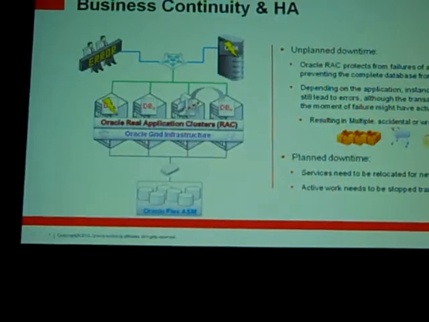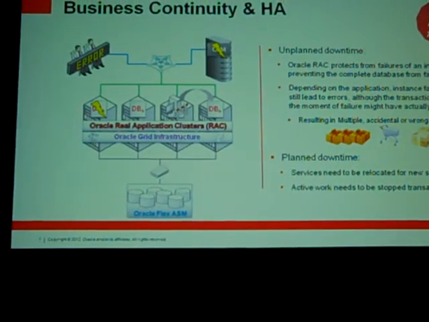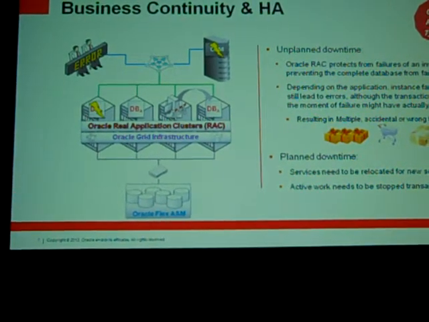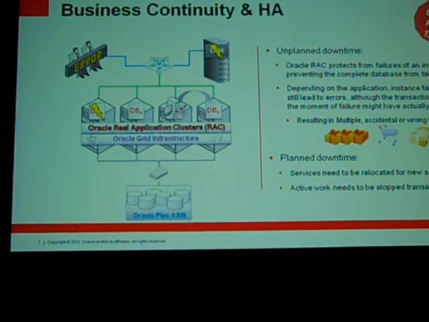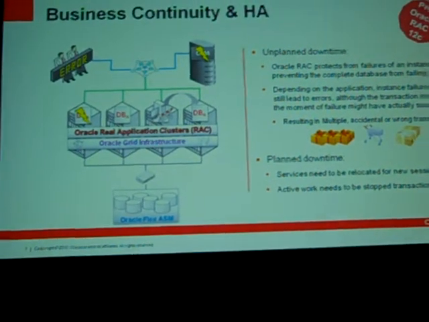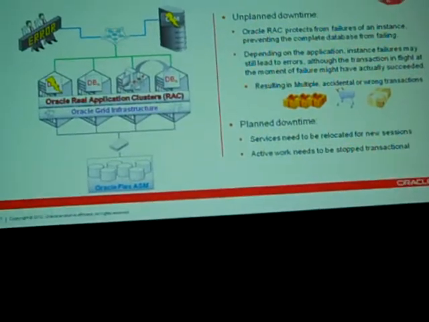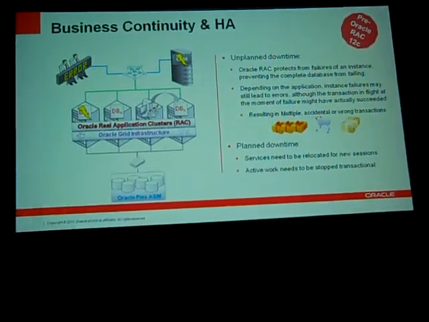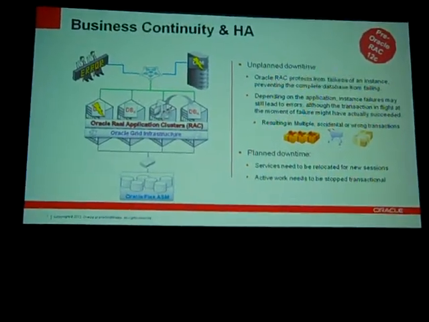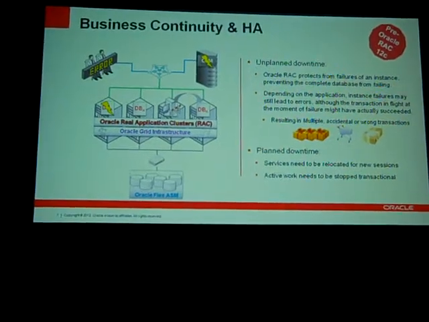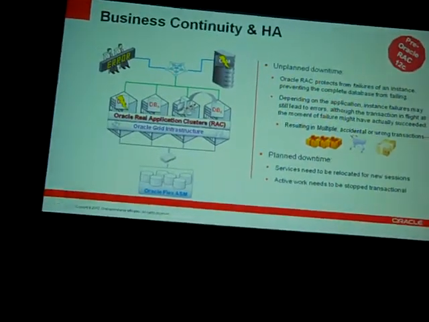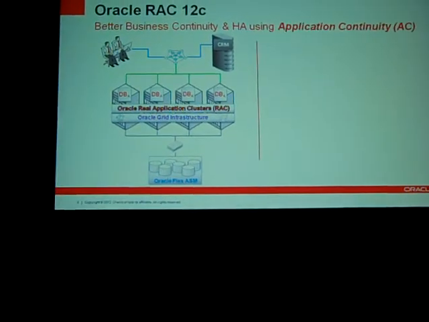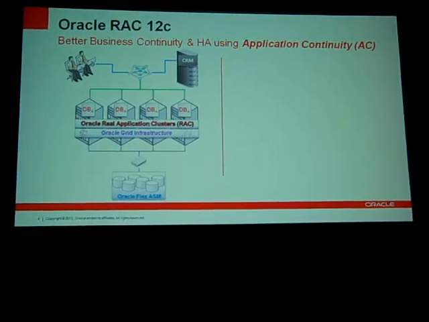And also, the other feedback we have received was, well, okay, we have some unplanned downtime issues, but we have also planned downtime issues. What if you want to perform a rolling patch, for example, in RAC? There is still a lot of overhead in terms of preparation for this planned downtime. Services need to be relocated for new sessions so that we could throttle down the workload running on a server that we want to patch. So active work needs to be stopped transactionally on this server before we can actually patch it. All these kind of things were feedback that we have received and gathered throughout the years. With Oracle 12c RAC, and a new feature that was actually introduced just before this session here, application continuity, we have tackled those problems.